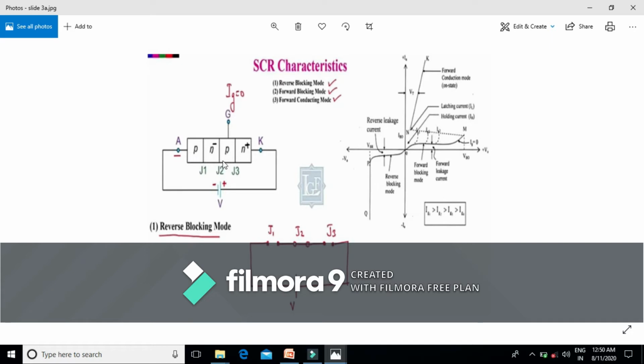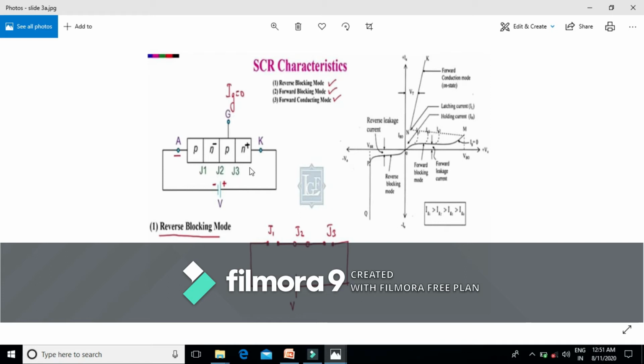Junction J2, across the junction J2, we have two layers. That means this N negative is connected to negative, and this P is connected to the positive. That means this junction J2 is reverse biased. And across this junction J3, we have two layers, that is P and N positive. This layer P is connected to the negative, and across this junction J3 this layer N positive is connected to the positive. It again means that this junction J3 is reverse biased.